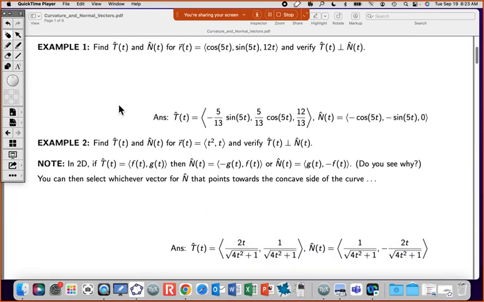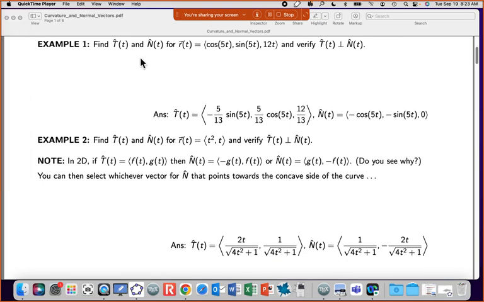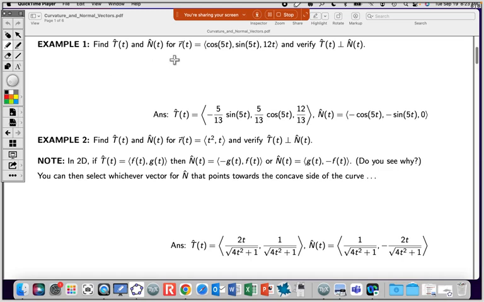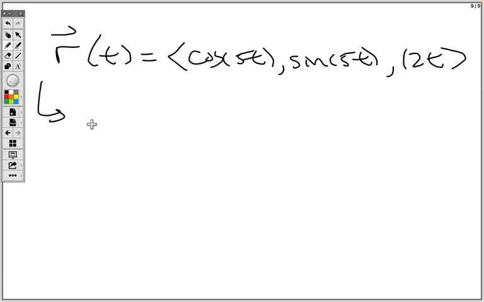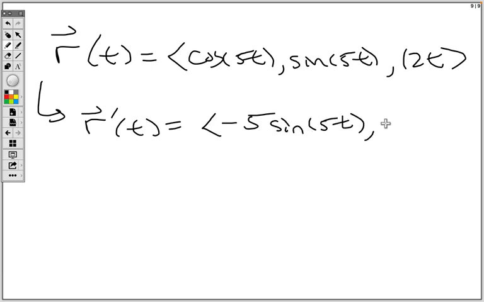All right, so let's take a look at this helix. We were looking at this helix yesterday, the circular helix, R of t. Find T hat, N hat, verify T hat is orthogonal to N hat, and then we'll plug in a value for t, and then we'll check this out on GeoGebra. So we've got cosine of 5t, sine of 5t, 12t. We did a bunch of work yesterday, like we found the derivative, but it's not too bad to do again.